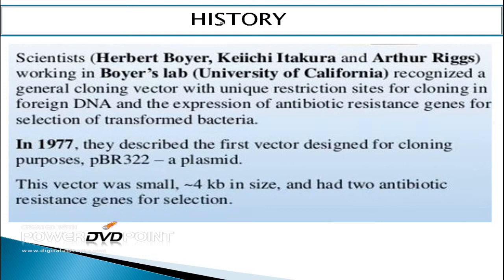If we look at the history of cloning vectors, it started with three scientists working in Boyer's lab. They recognized a general cloning vector with unique restriction sites for cloning in foreign DNA and the expression of antibiotic resistance genes for selection of transformed bacteria. In 1977, they described the first vector designed for cloning purposes, that was pBR322, a plasmid. This vector was small, nearly 4 kilobases in size, and had 2 antibiotic resistance genes for selection.